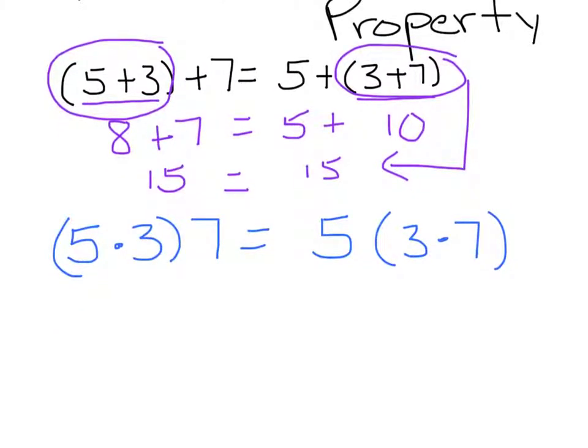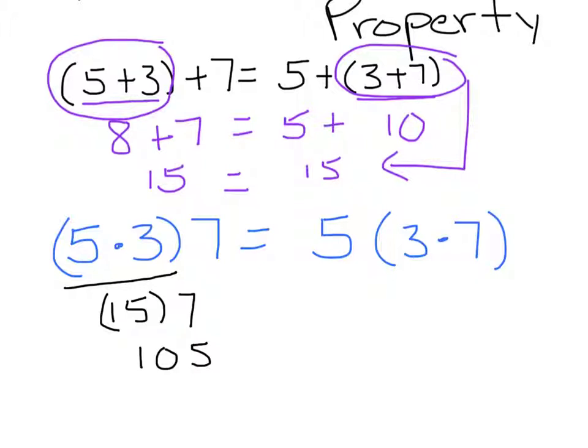This property also goes for multiplication. So notice right here, the 5 times 3 is grouped together, so I have to do that first. Okay, and I'm going to keep it in parentheses, and I have to bring that 7 down. Now I need to do 15 times 7, and I get 105.